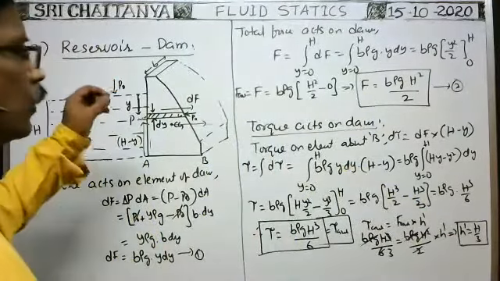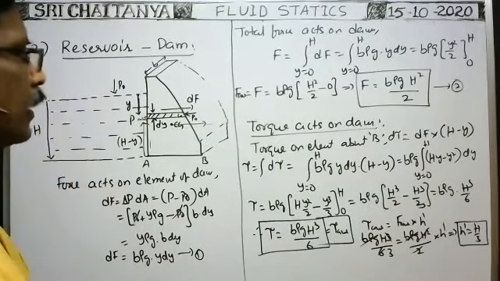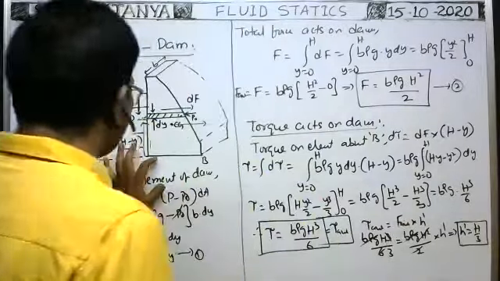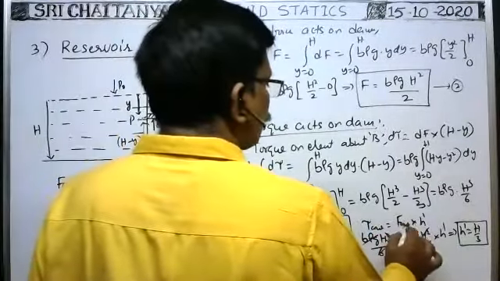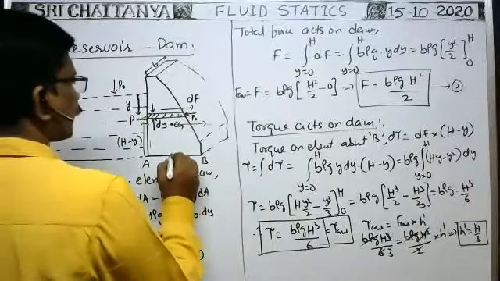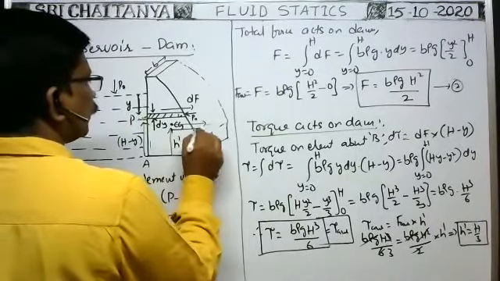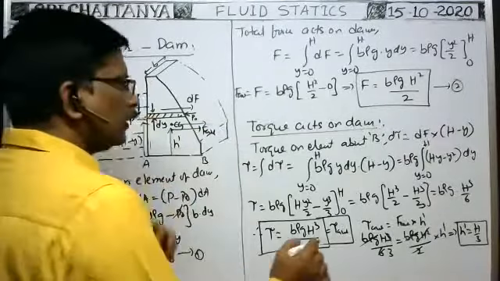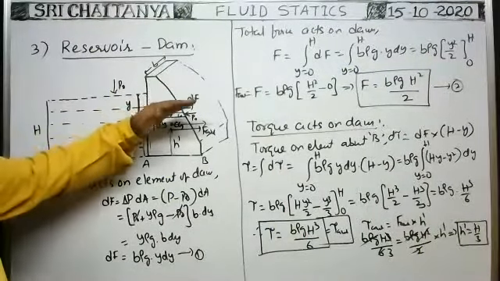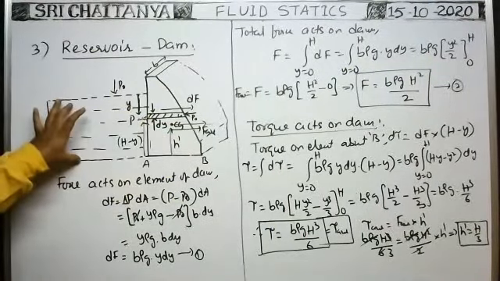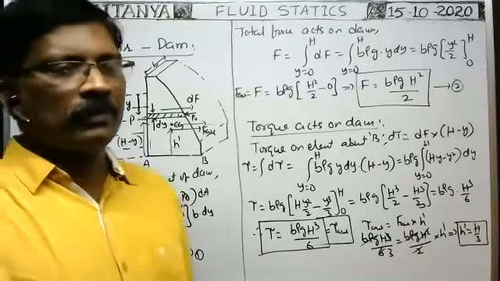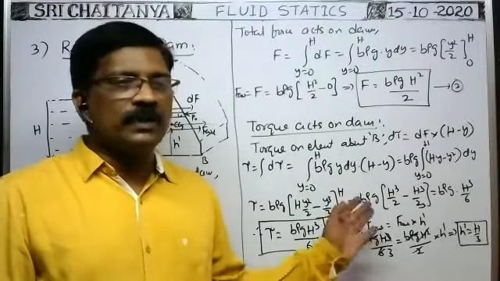What is h dash there? H dash means the height of the force at which it is applied, since torque is equal to average force into the height at which it acts about the point B. That's why the average force acts at a height h dash, which is one third of the height of the water in the reservoir. So the average force due to the reservoir acts on the dam at a height equal to 1/3 of the height of the water in the reservoir. That is the important point.